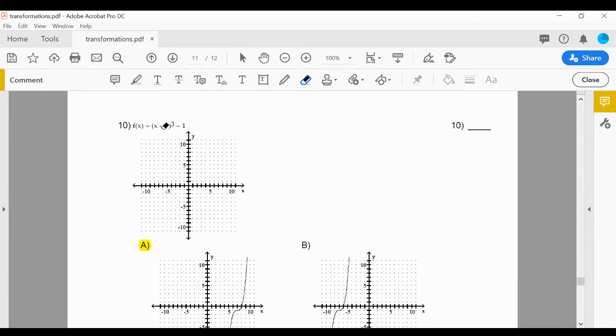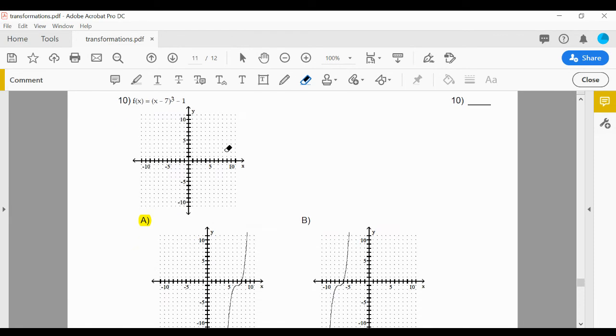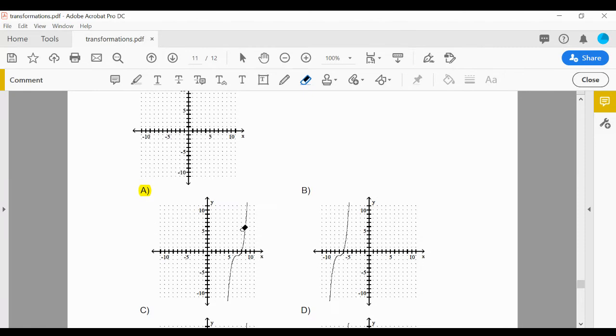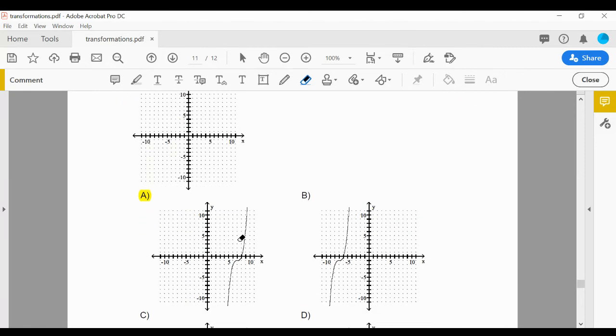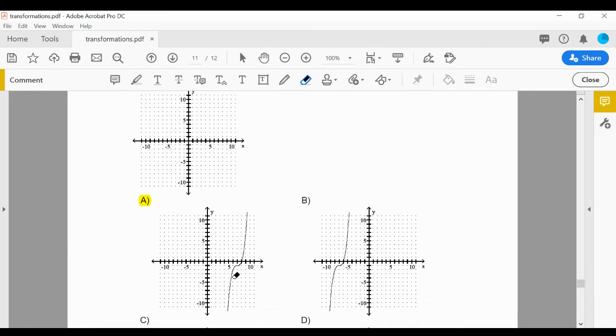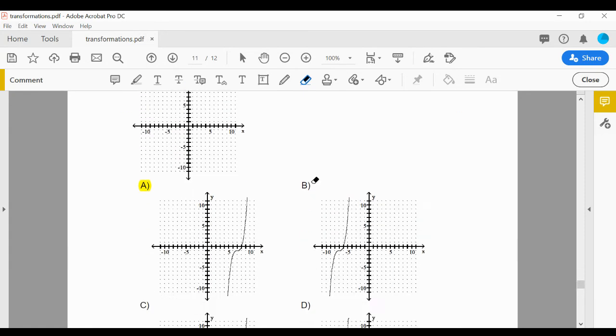Here you've got a horizontal shift of +7 and a vertical shift of -1. So 7 to the right, the basic cube function went 7 to the right, and it got shifted down, excuse me. So minus here, so it got shifted down 1. So again, your calculator would handle all that.